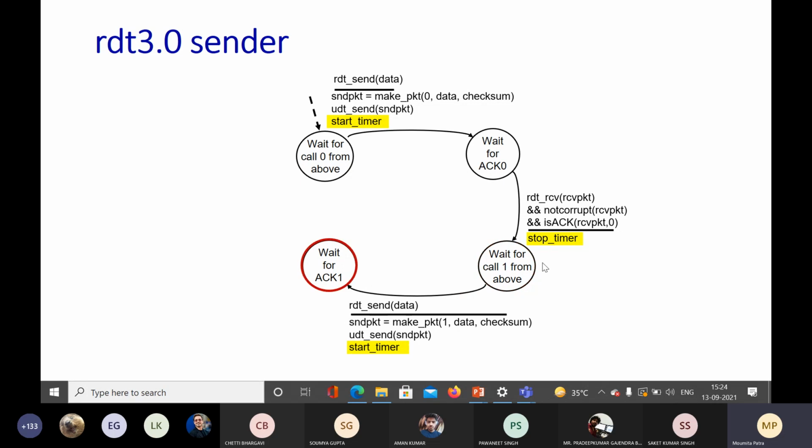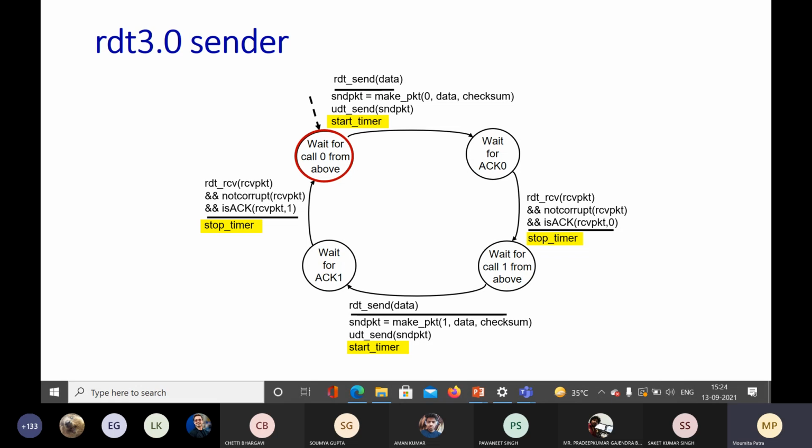And then the action that will be taken is basically there's a call and then the corresponding packet is created with the corresponding sequence number 1. Once it is sent, the timer is set and the sender side will simply wait for the corresponding acknowledgement, that is, acknowledgement for sequence number 1 packet.